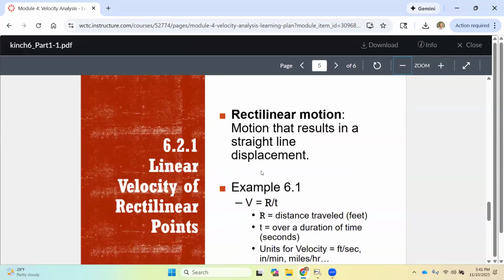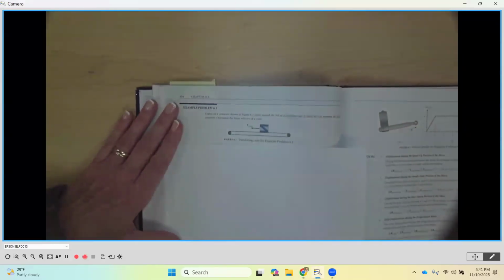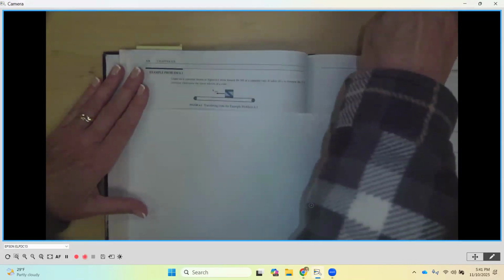Now, talking first about rectilinear motion. This is when we have motion that goes in a straight line. This is the classic v is equal to distance divided by time. So we're going to look at our very first example, which is on page 124, example 6.1 in your book. If you want to open up at the very top of that page, we're going to see this first example.